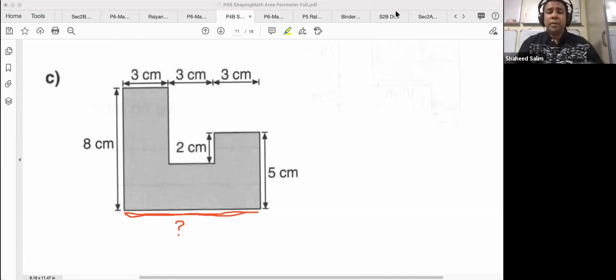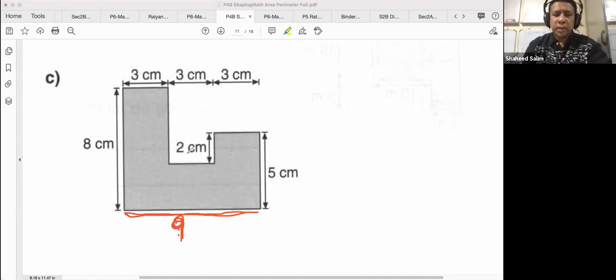Okay. What about Naris? Let us check each and every part we need to add. So what is this long part? It is 3 plus another 3. 3 plus 3 is 6. 6 plus 3 is 9. You put 9 on here. Okay, this is 9.